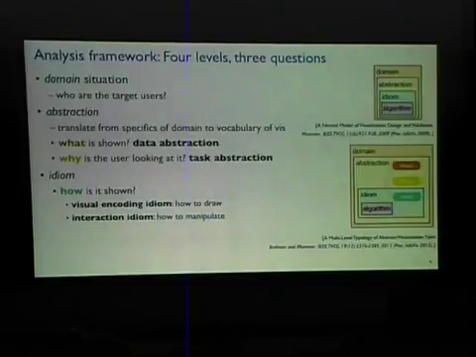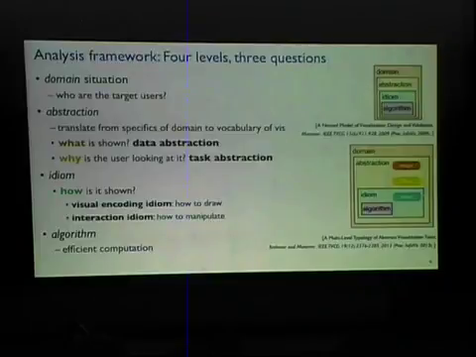So much of the interesting parts of visualization are the interactivity, which is what we've got now that we've got computer-based visualization. And in particular, I'm separating these design concerns of the idiom, how to draw and how to manipulate, from the algorithm level of how do you compute that efficiently. Because a lot of people have a tendency to dive into the algorithm level instantly without understanding what exactly is the right thing to be building.